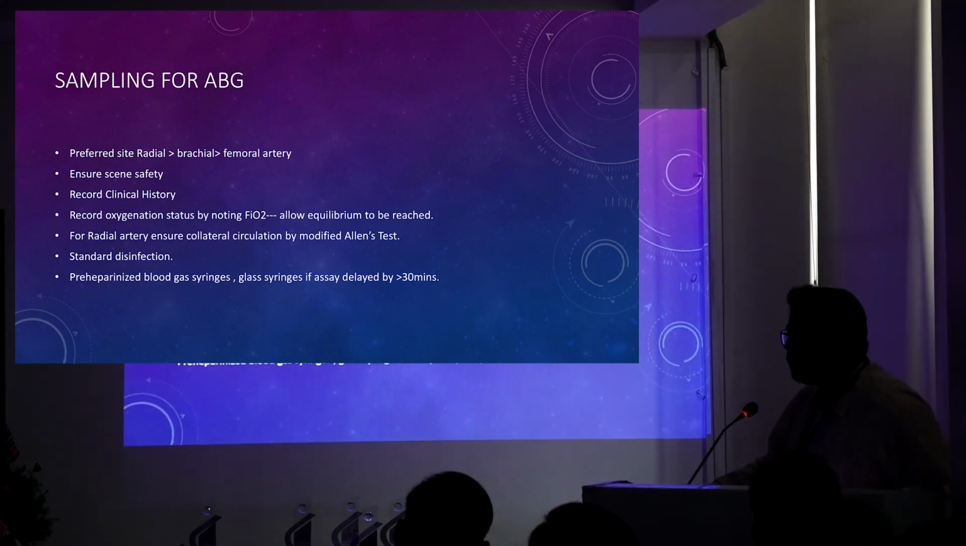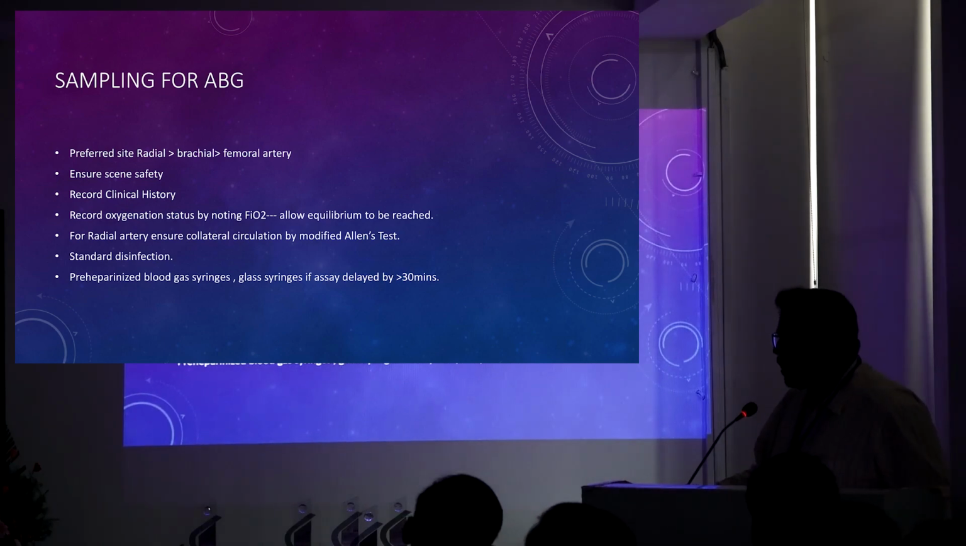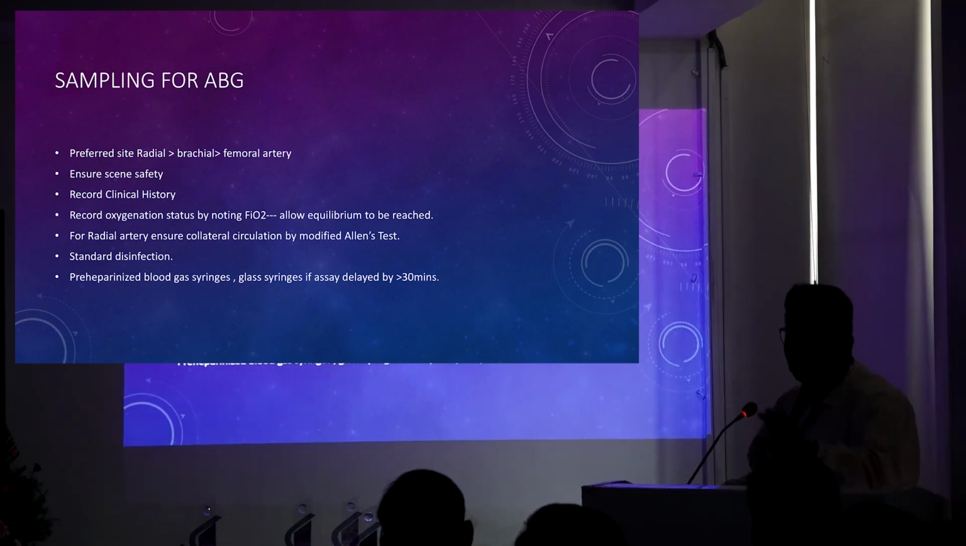The preferred site for ABG sampling is the radial artery, followed by the brachial and femoral arteries. We can also take it from other large or easily palpable arteries, like the dorsalis pedis. Ensure scene safety first, and no ABG should be taken without recording the clinical history. Suppose you end up with an ABG showing high metabolic acidosis and you have no clue that the patient is on metformin. A patient who is on metformin is expected to have some sort of metabolic acidosis.